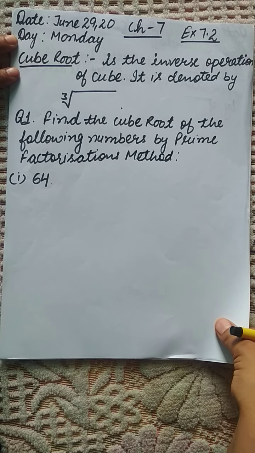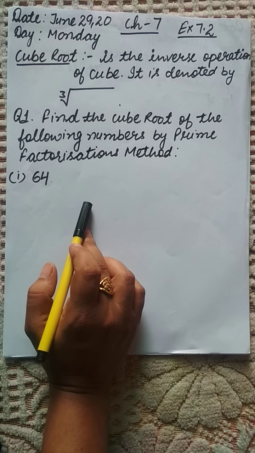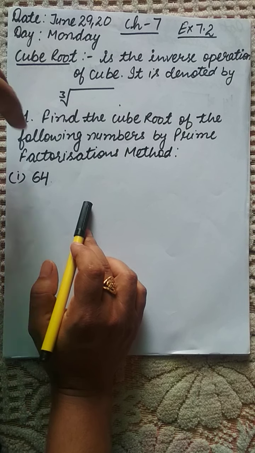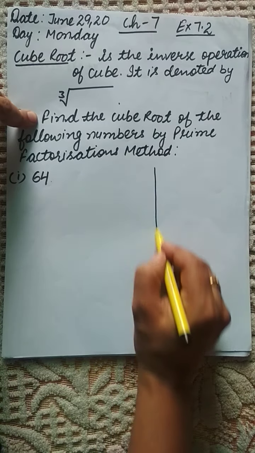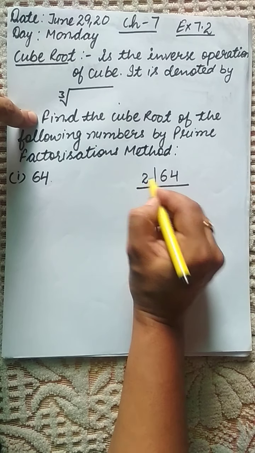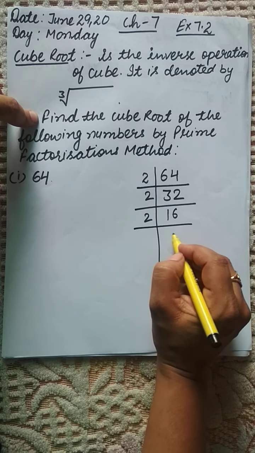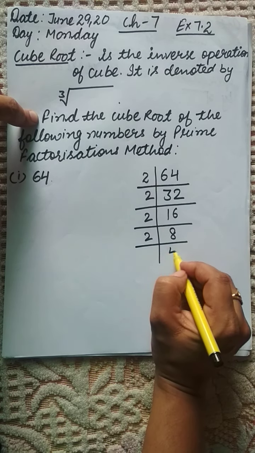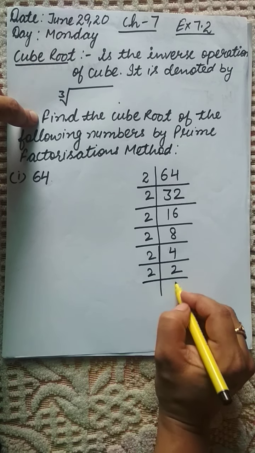Now let us continue with the questions. Question number 1 is, find the cube root of the following numbers by prime factorization method. Students, whenever we want to find out the cube root of the given number, we will simply do the prime factorization. Here I have 64, so I will do firstly the prime factorization. 64. As 64 is an even number, so I will divide it by 2. This is 32. 32 divided by 2 is 16. 16 divided by 2 is 8. 8 divided by 2 is 4. Then 4 divided by 2 is 2, and 2 divided by 2 is 1.